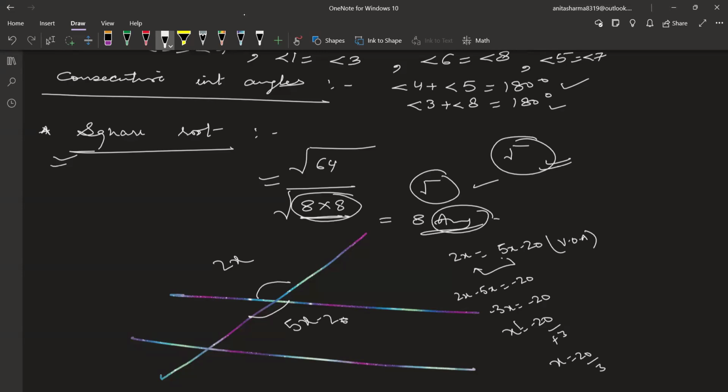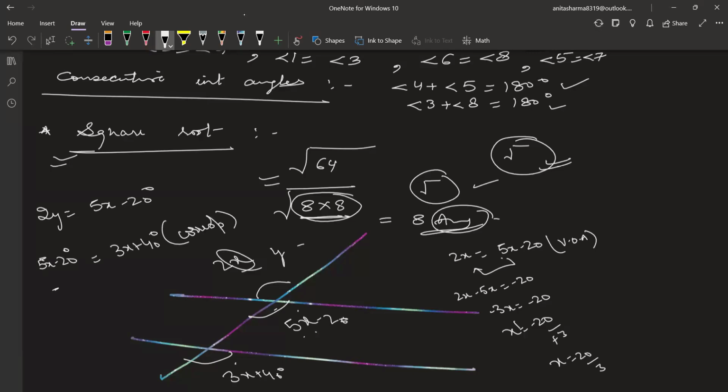And this one is given as 3x plus 20 degree, plus 40 degree. So these are corresponding angles. 5x minus 20 degree will be equal to 3x plus 40 degree, right, beta? Yes, sir. Corresponding angles. So 5x minus 3x will be equal to 40 plus 20 degree. So 2x is equal to 60 degree, then the value of x will be 30 degree. If the value of x is 30, then put the value of x here, and you will get the value of y. Clear?